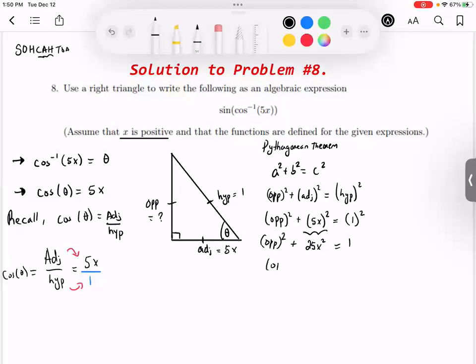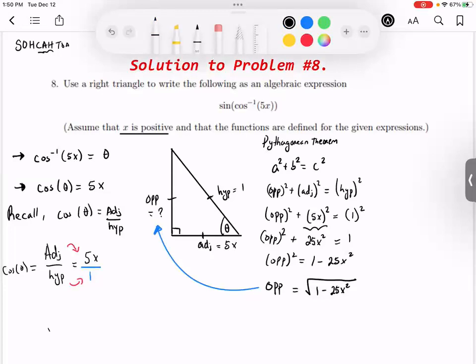So you have opposite squared equals 1 minus 25x squared, because I'm allowed to subtract 25x squared on both sides. On the left, it would cancel. And to get the opposite by itself, you simply take the square root. So the opposite is going to be the square root of 1 minus 25x squared. Now that I have the three sides of the right triangle, I'm ready to solve this problem.